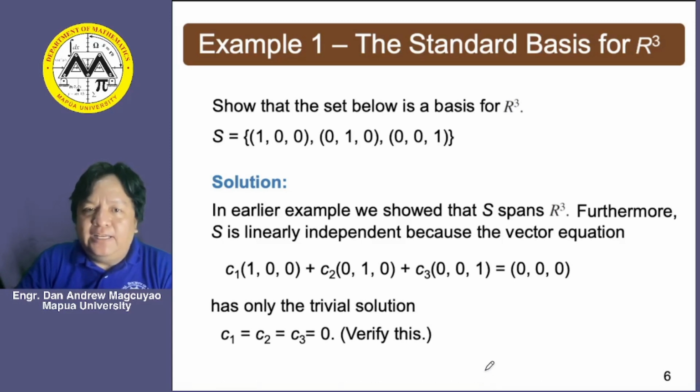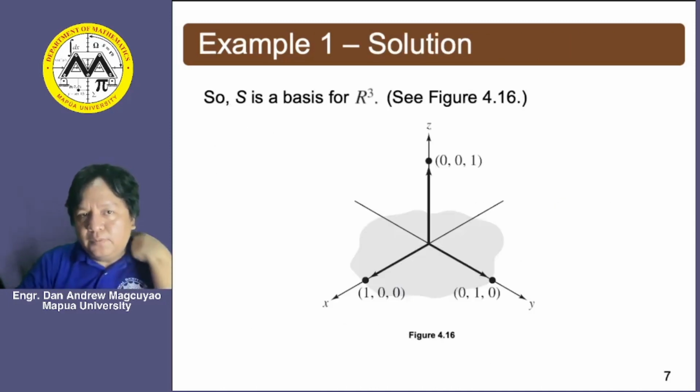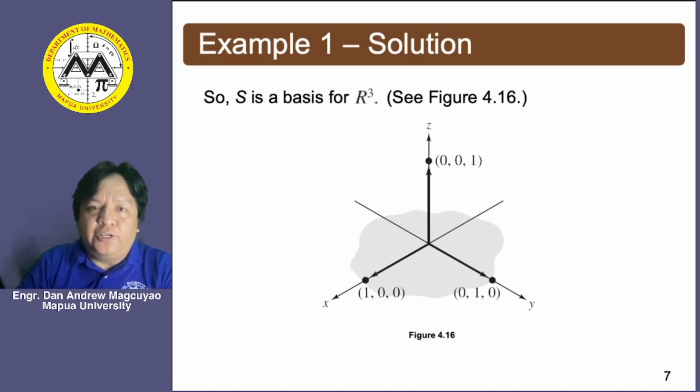Furthermore, S is linearly independent because the vector equation C1 times (1, 0, 0) plus C2 times (0, 1, 0) plus C3 times (0, 0, 1) is equal to (0, 0, 0) has only the trivial solution. So you may wish to verify that this would give us C1 equal to 0, C2 equal to 0, and C3 equal to 0. The manual solution for this one would be provided in a file in your Blackboard section. So S is a basis for R cubed: (1, 0, 0), (0, 1, 0), and (0, 0, 1).